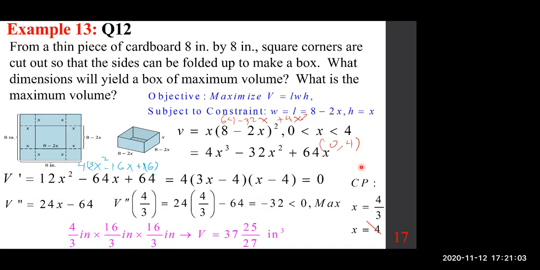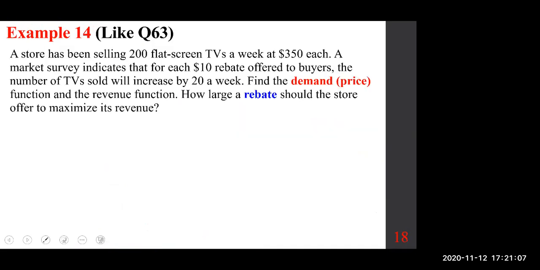A store has been selling 200 flat screen TVs a week at $350 each. A market survey indicates for each $10 of rebate offered to buyers, the number of TVs sold will increase by 20 a week. Find a demand price. Demand is the price function. And the revenue function, how large of a rebate should we give to maximize the revenue?